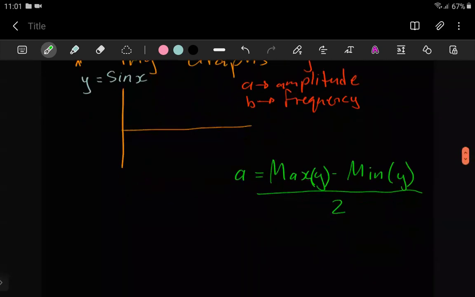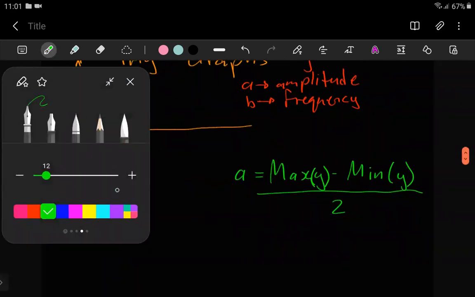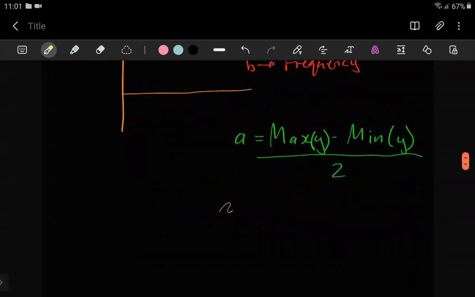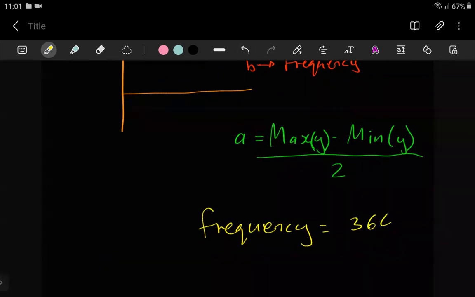And then frequency also has a formula, and that formula introduces something else of our graph. So B, which is the frequency, let me just write it like this. Frequency is equal to 360 divided by the period.